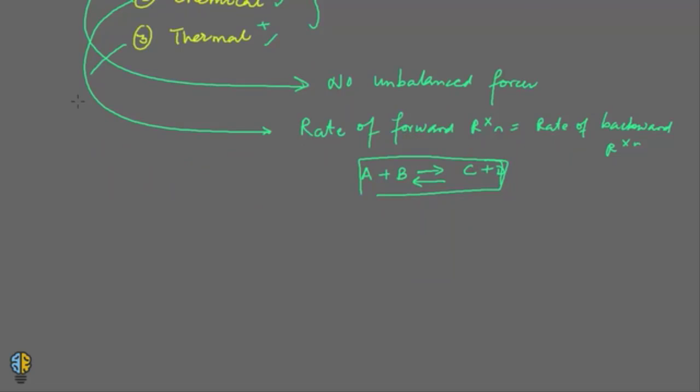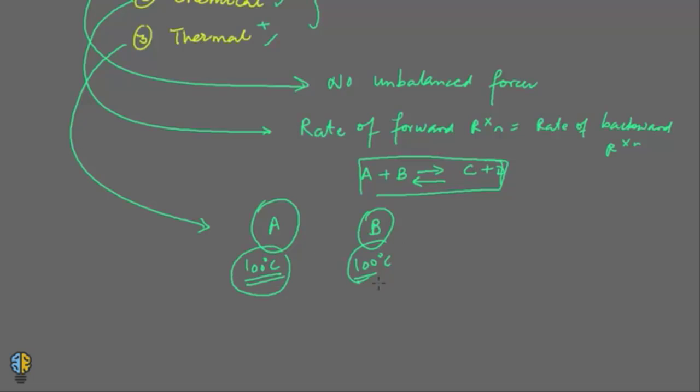Next comes thermal equilibrium. You have two bodies, body A and body B. The temperature of body A is, let us say, 100 degrees Celsius, and the temperature of body B is also 100 degrees Celsius. So if the temperature of the two bodies is the same, there can be no heat transfer, there can be no energy interaction between these two bodies. So the condition of having the same temperature between two systems or two bodies is called thermal equilibrium. Thermal equilibrium means same temperature.